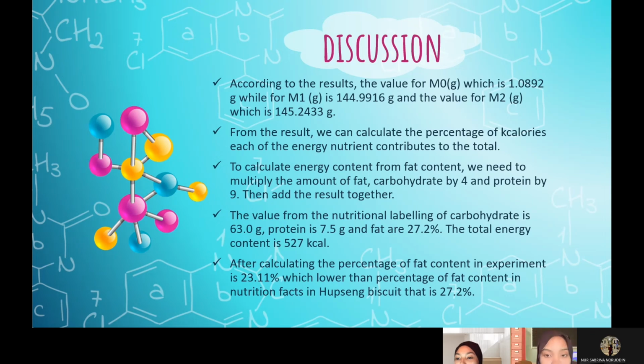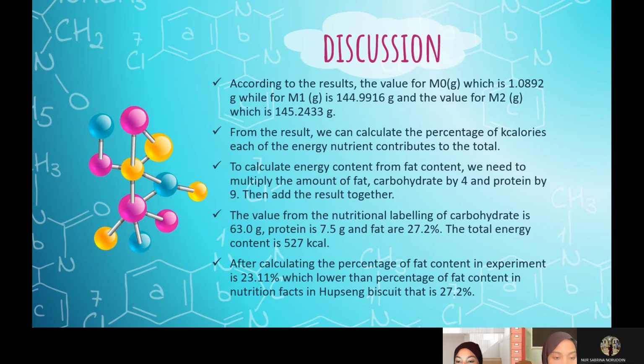For our discussion, first, according to the result, the value for M0 gram is 1.0892 gram, while for M1 gram it is 144.9916 gram, and the value for M2 gram is 145.2433 gram. Second, from the result, we can calculate the percentage of calories each of the energy nutrients contributes to the total.